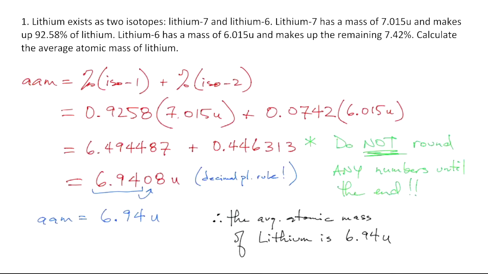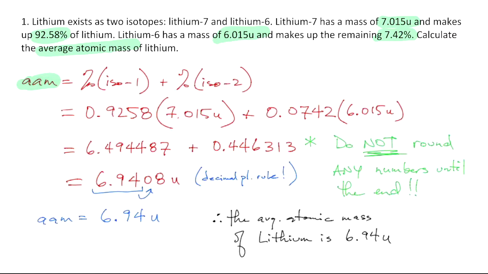In the very first one here, lithium exists as two isotopes, lithium-7 and lithium-6. Lithium-7 has a mass of 7.015 atomic mass units and makes up 92.5% of lithium. Lithium-6, on the other hand, has a mass of 6.015 units and makes up the remaining 7.42%. Calculate the average atomic mass of lithium. So we are being asked to find that.